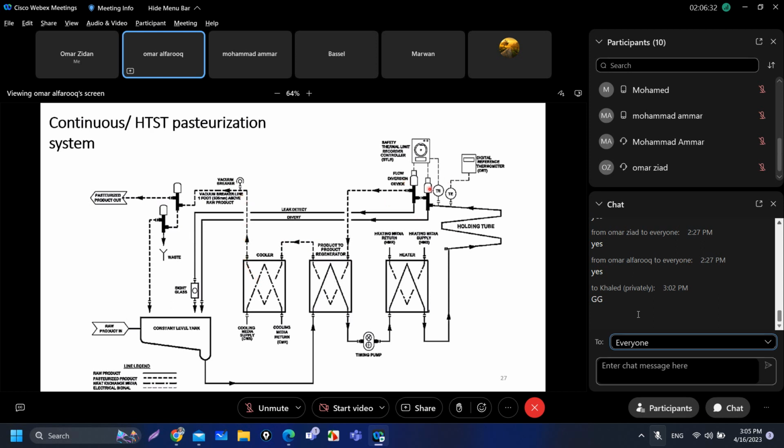Here we have something called the flow diversion valve after the holding tube. If the milk was not pasteurized well, we have a minimum set temperature here. If it was not pasteurized well, we return it back to the constant level tank or the milk balance tank to repeat the process. But if it was pasteurized well, we allow it to pass through the regeneration and then to the cooling, and then we have the final product.